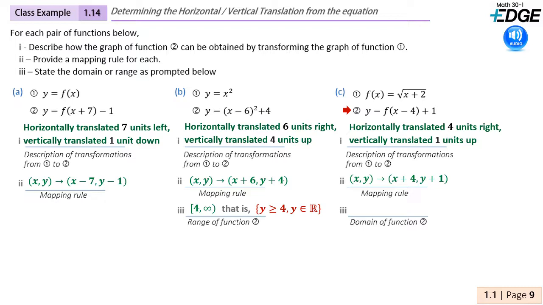Here we've gone 4 units right and 1 unit up. So our mapping rule will be that x, y maps to x plus 4 and y plus 1. Be careful when we're determining the domain of this function.